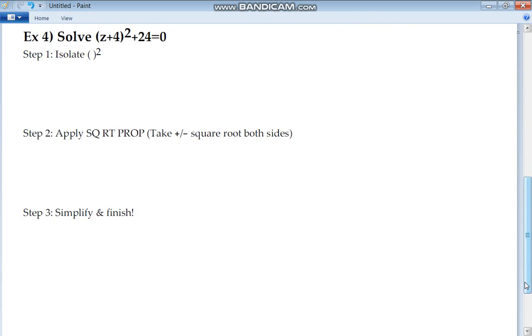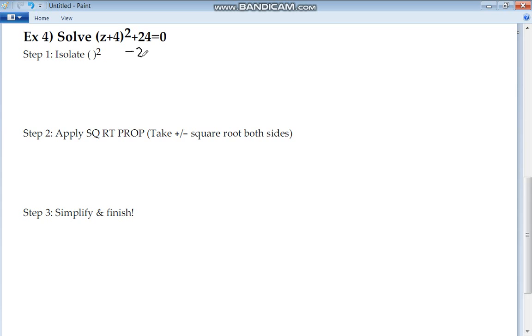Scroll. Okay. Solve this mess in the parenthesis squared plus 24 equals 0. So for step 1, instead of saying isolate x or isolate z, I'm saying isolate the dude that's being squared, whatever he is. I don't care what he is. He's a big parenthesis this time. We're going to isolate him.